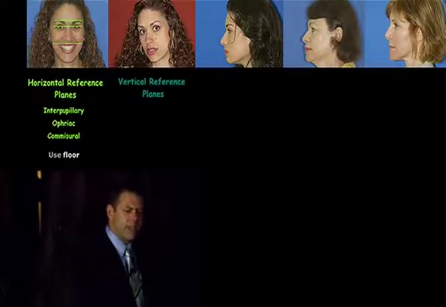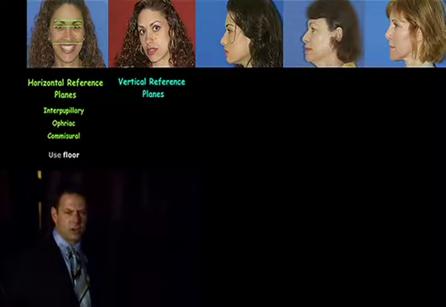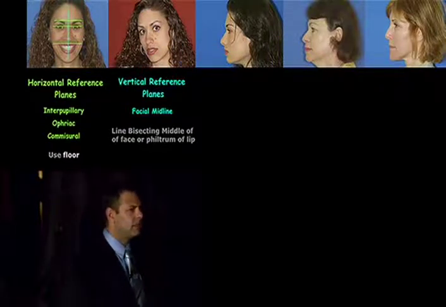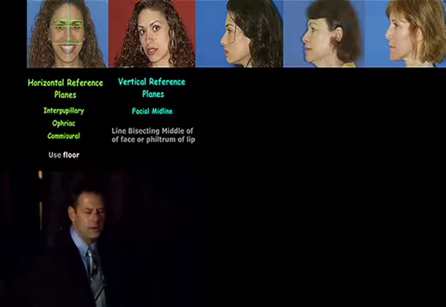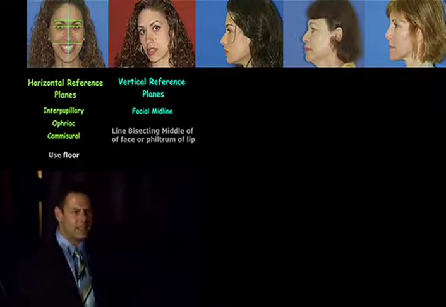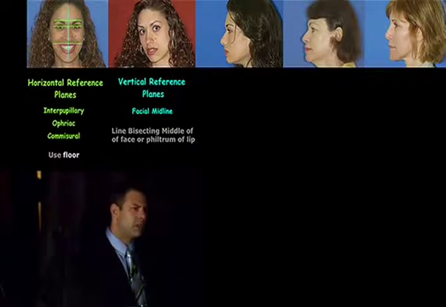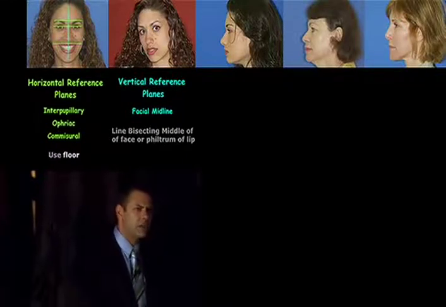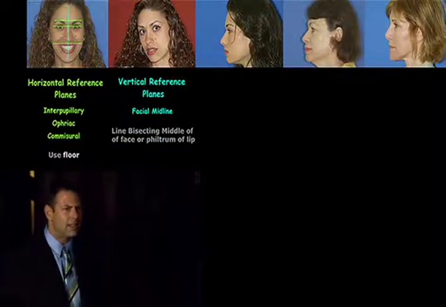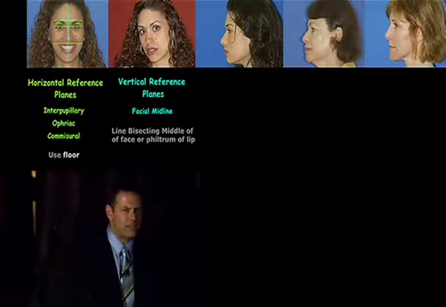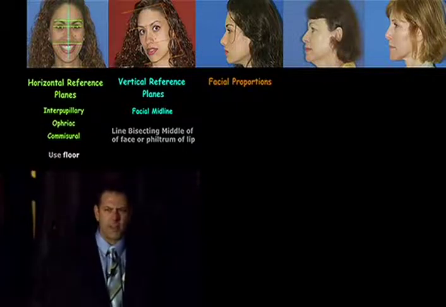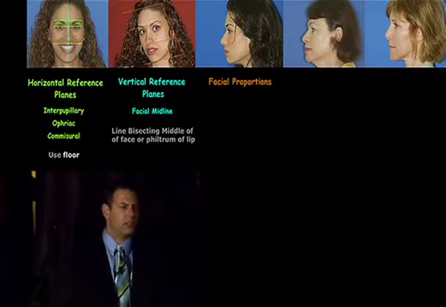The next step would be to create or determine a vertical reference plane. And generally, that's the facial midline, which is a line bisecting the philtrum of the lip or the middle of the face. Now, what's important here isn't that the teeth fall exactly in the middle, because we know from the literature from Vince Kokich Jr., you can be up to 4 millimeters off and still have an acceptable aesthetic result. The issue is more on the verticality of the midline, and we're going to talk about that a little bit later.